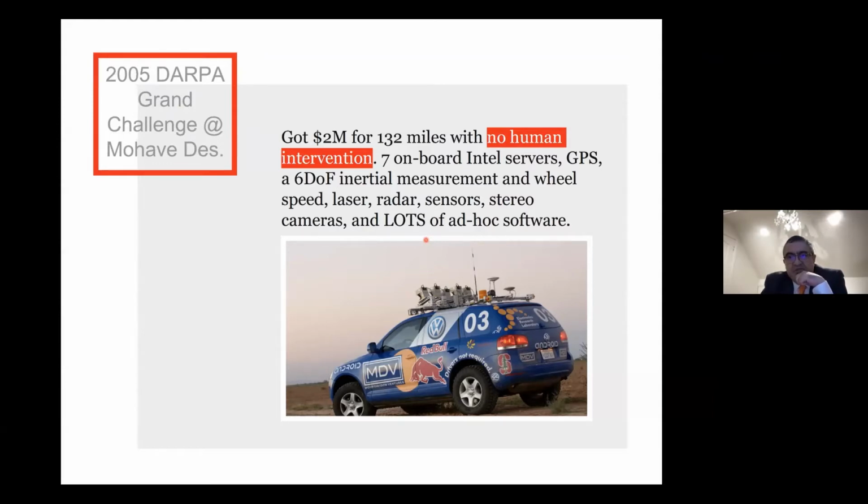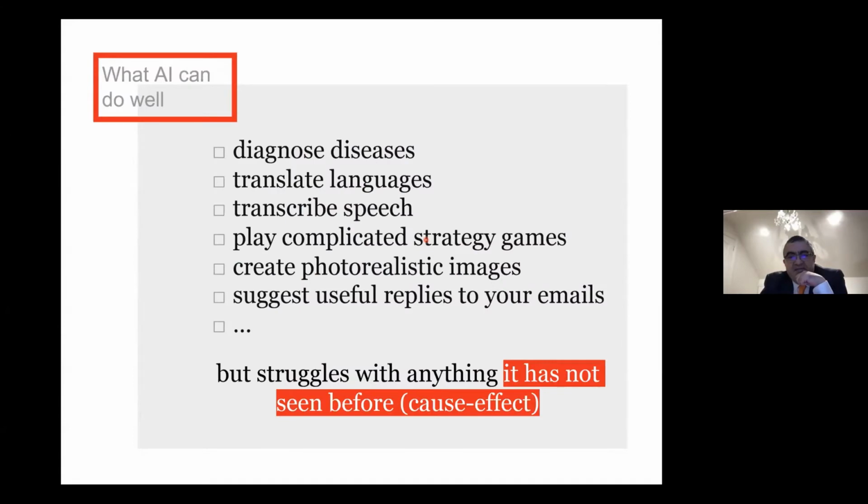the field of artificial intelligence started to be recognized beyond the confines of academia and just very niche applications. It started to become widespread knowledge. Machine learning per se started to be recognized. And by now, we take for granted a number of applications that are suitable for artificial intelligence. It's very good at diagnosing diseases, translating languages, transcribing speech, playing complicated strategy games, creating photorealistic images, or even suggesting replies to your emails. I'm sure if you have your mail on your mobile device, sometimes you get annoyed that it seems to know more about what you're doing.